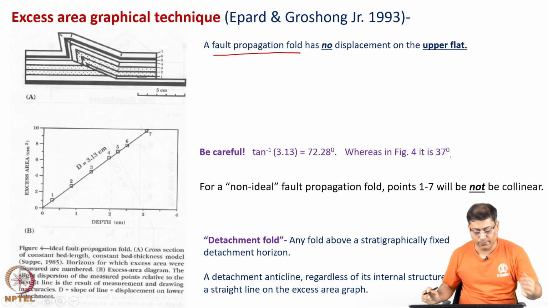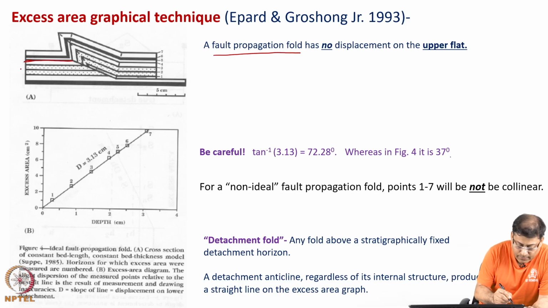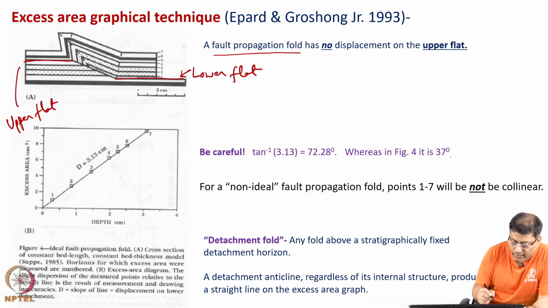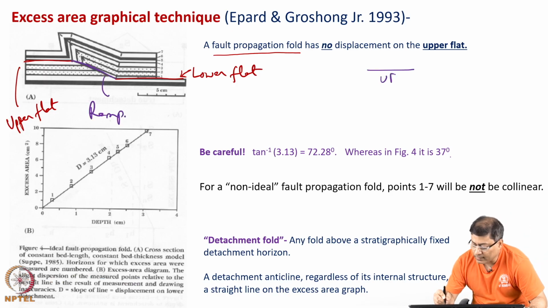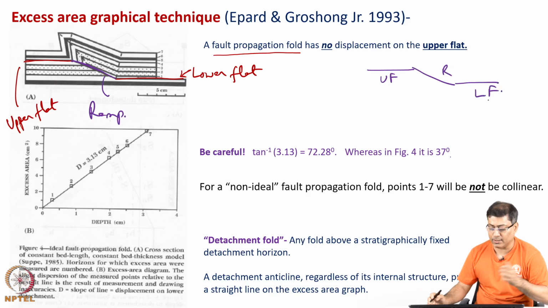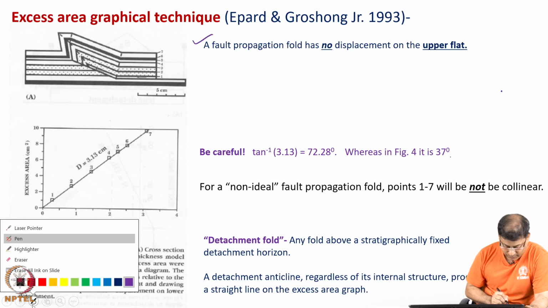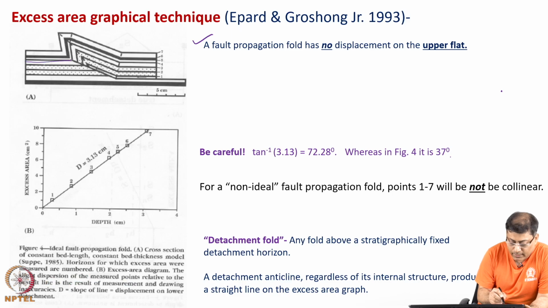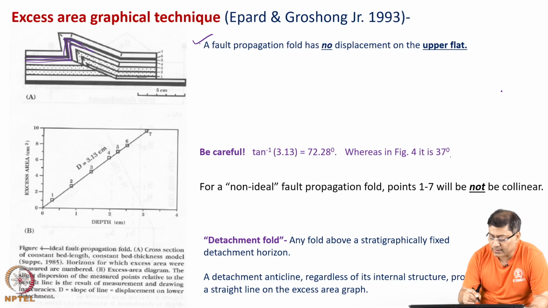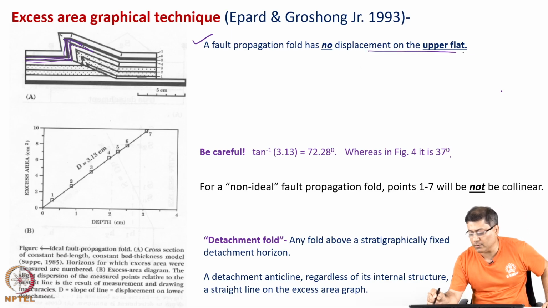fault propagation fold. This line is defined as the upper flat, this line as the lower flat, and the slanting line, this one, as the ramp. We are dealing with upper flat, ramp, and then lower flat geometry for the fault propagation fold. A fault propagation fold has no displacement on the upper flat. What it means? We find that the layer is folded and no slip, no brittle movement has happened. This is the meaning of the sentence, a fault propagation fold has no displacement on the upper flat.